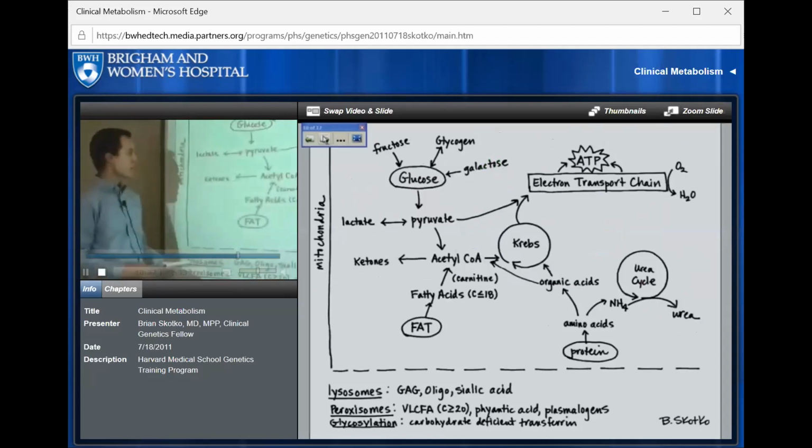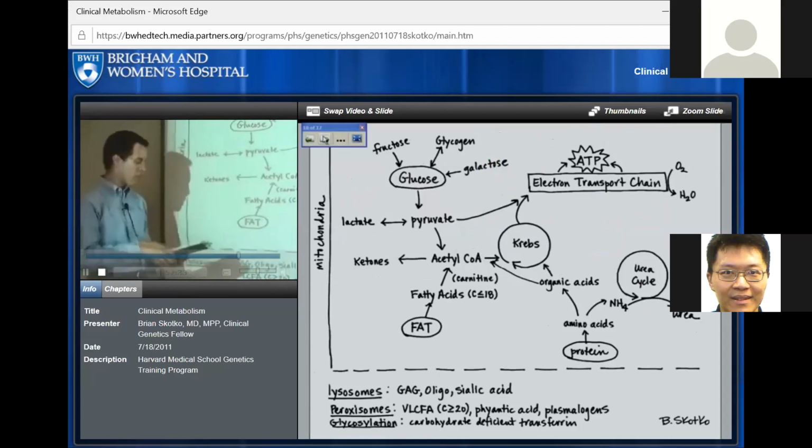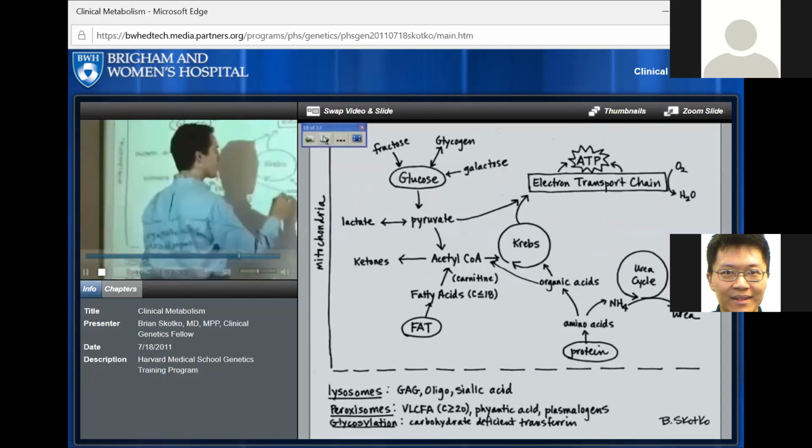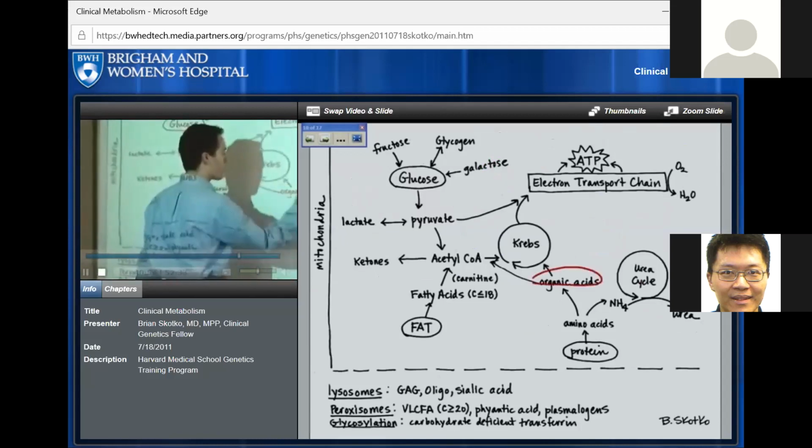All right, we've really explored a lot of different elements of this map already. The next one I would like to turn to is something called methylmalonic aciduria. What does that sound like? Well, methylmalonic acid is an organic acid, and so this is going to be a kink right in this pathway right here.